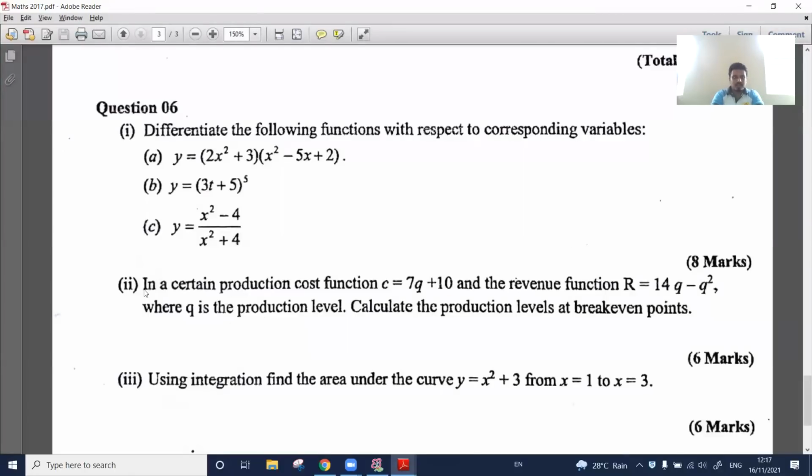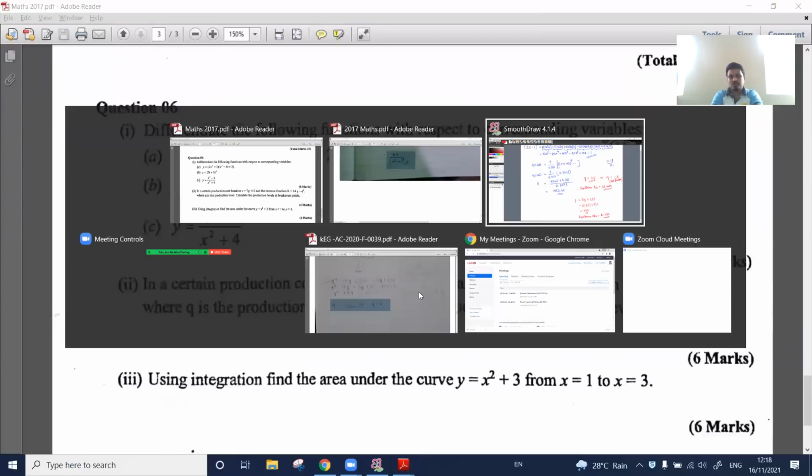Right. The last two. Part 2. In a certain production, the cost function is given and the revenue function is also given, where Q is the production level. Calculate the production level at break-even points. What we need to do? We need to make those two equal. It is a bit blurred. Yes, total revenue should be equal to total cost. Total revenue should be equal to total cost. Yes, this time you have mentioned it correctly. Not possible, but I doubt whether this answer is correct.